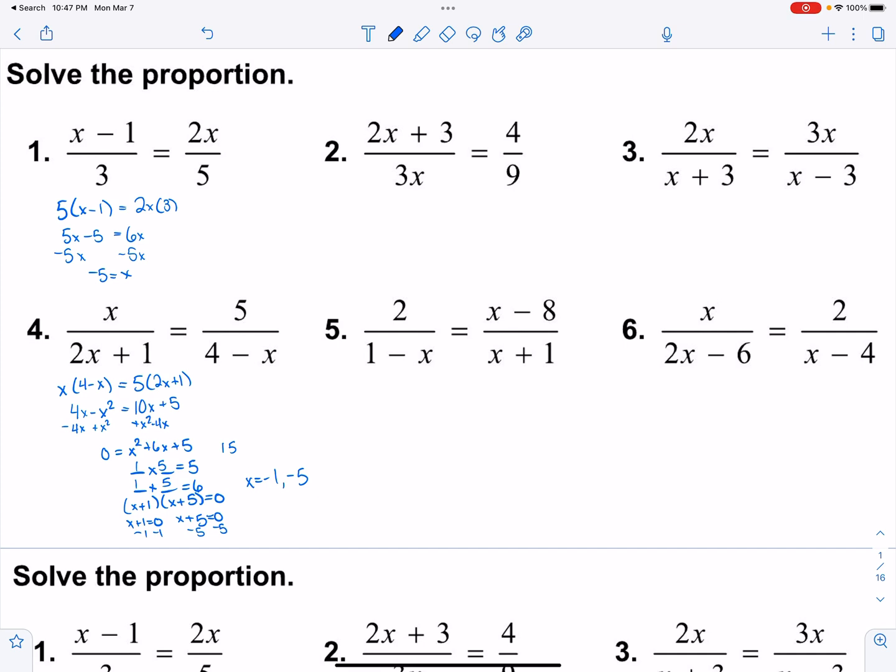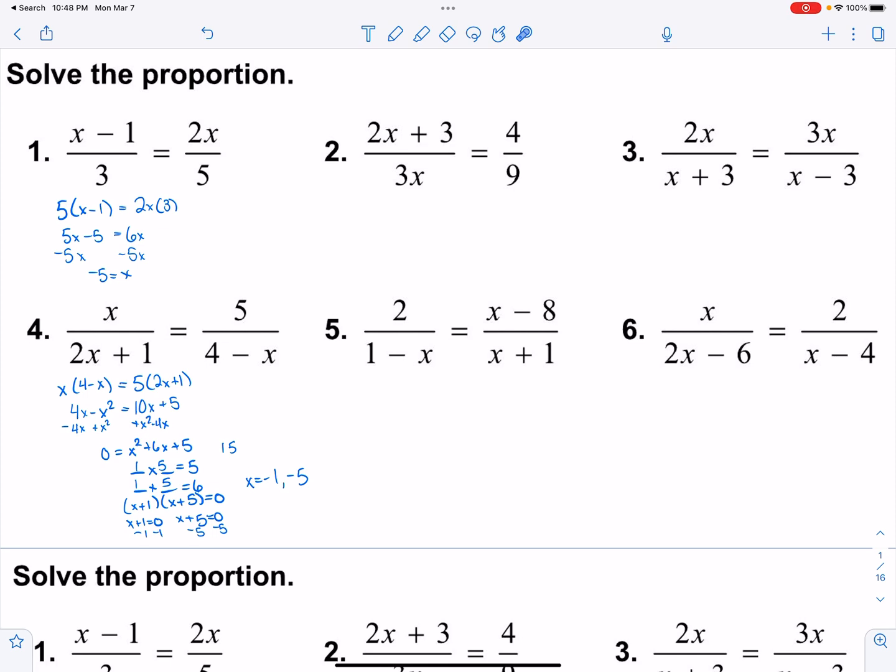So the top one I have an example of, quite a bit easier than the ones on the bottom. You can see we just set up our cross products the same: 5 times the quantity x minus 1, and then I have 2x times 3. We set them equal. We combine our like terms, we solve, and we get x equals -5.